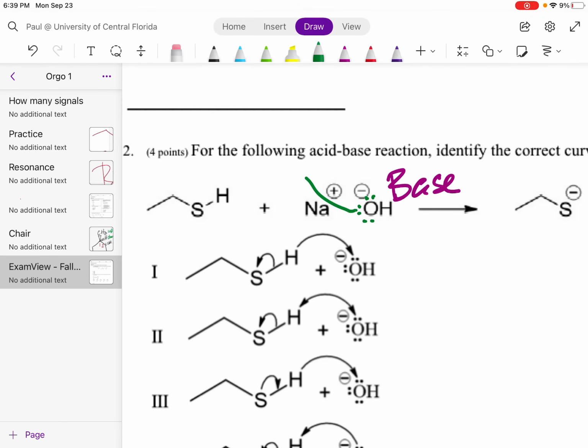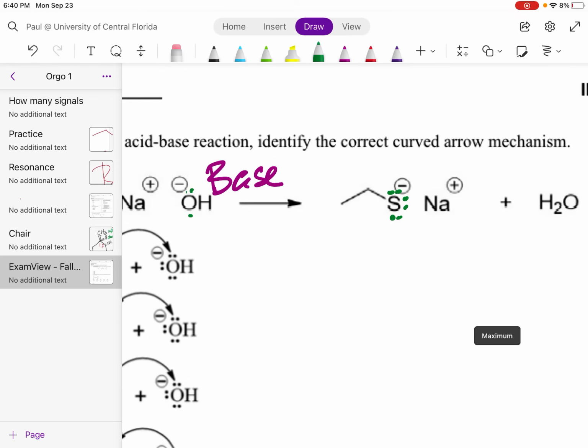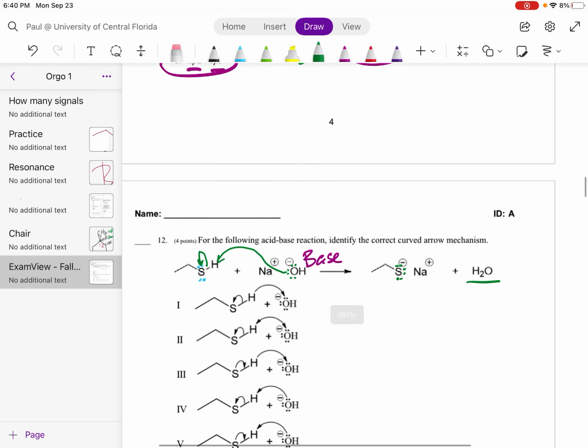We can take it, grab that proton, and stick it there. But how many electrons are on the sulfur? There's already 2. And then when we break this sulfur hydrogen bond, we're going to put the electrons on top of the sulfur, which means there's going to now be 3 lone pairs on that sulfur right there, and then the hydroxide turned into water. So that's the correct mechanism.